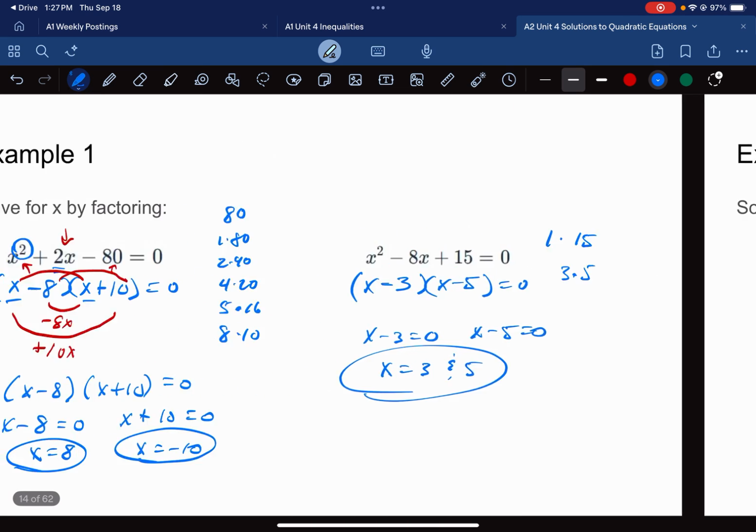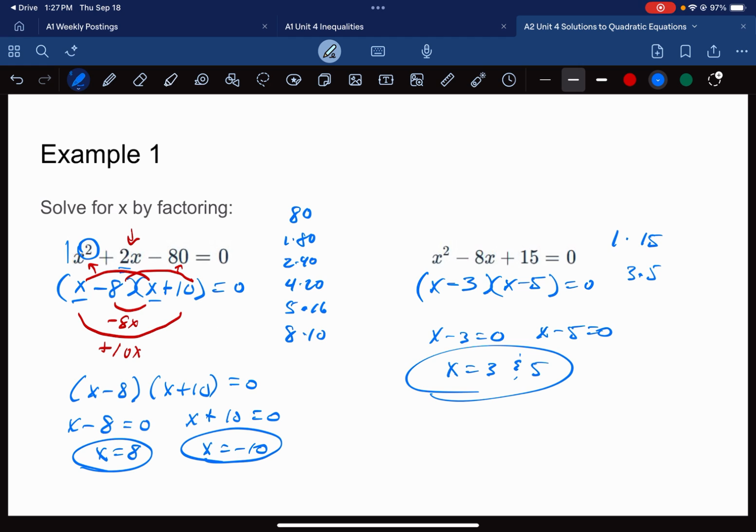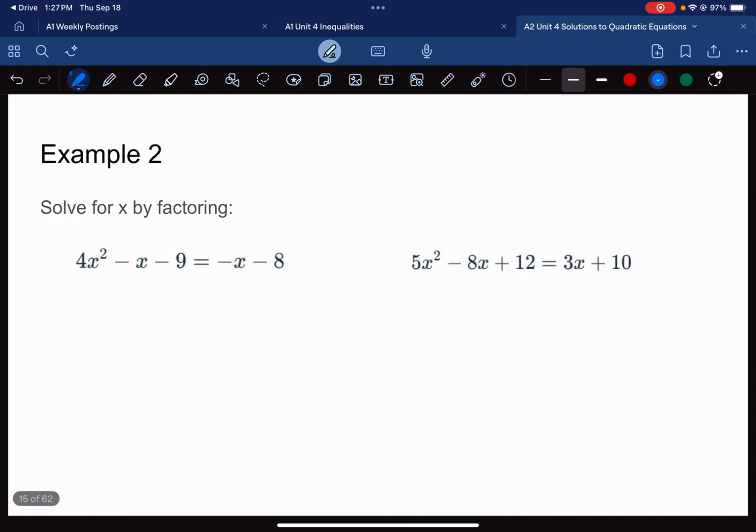Those were pretty easy because the leading coefficient was just a 1 in front of those x squareds, and that tends to make the equation much easier to factor. What happens when you've got something other than 1 out front? Well, that's a different story, so let's talk about it here. So we're going to factor these, right? So that's what it says. There may be other methods at work, but we're going to try factoring.